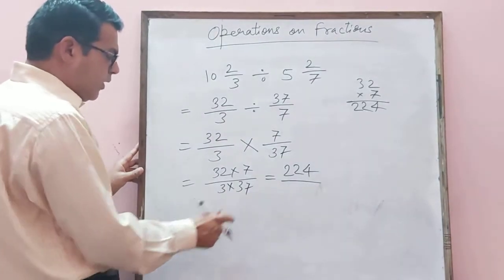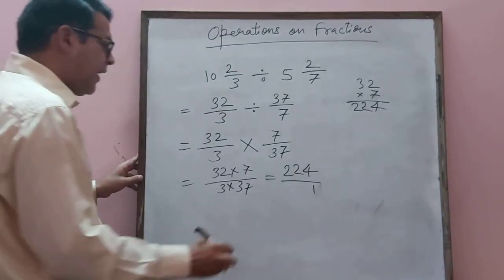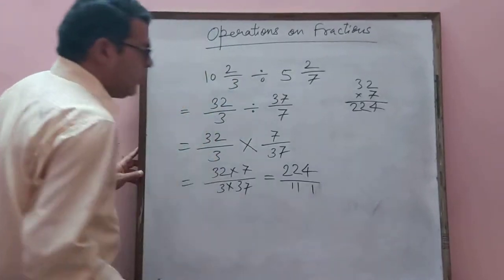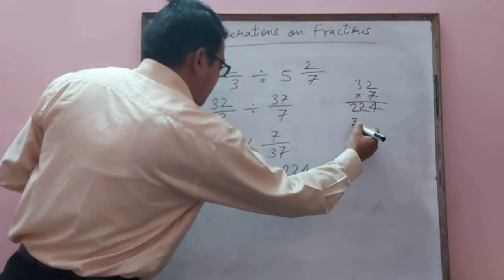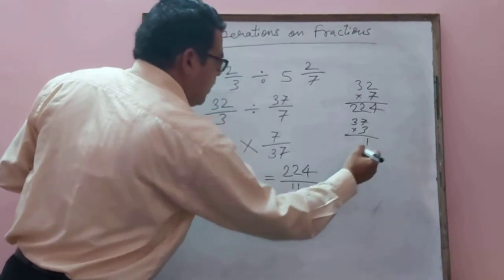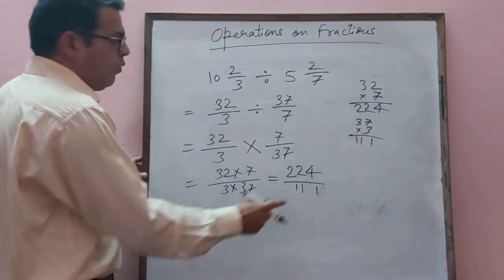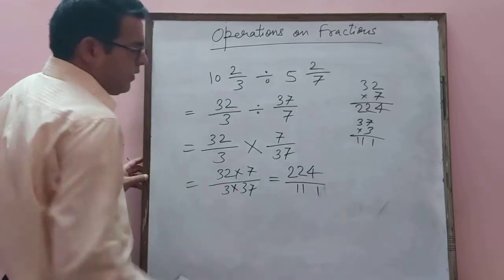Similarly 3 into 37. So 3 times 7 is 21 carries 2. 3 times 3 is 9 and 2 is 11. So again we can multiply like this. 3 7s are 21 carries 2, 3 3s are 9 and 2 is 11. So 111 we can write here.